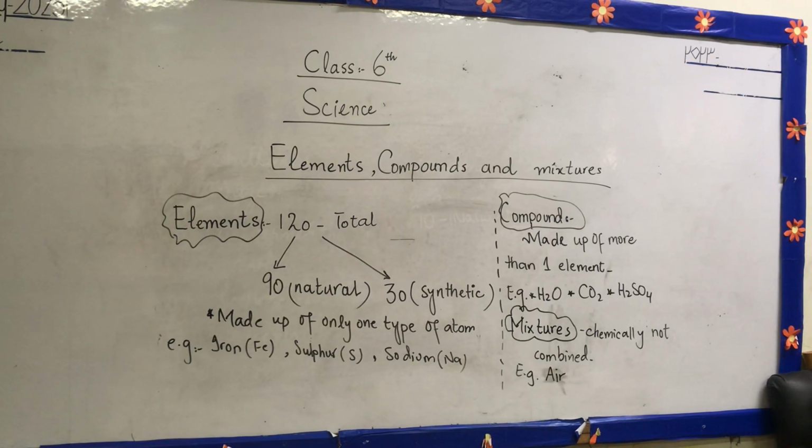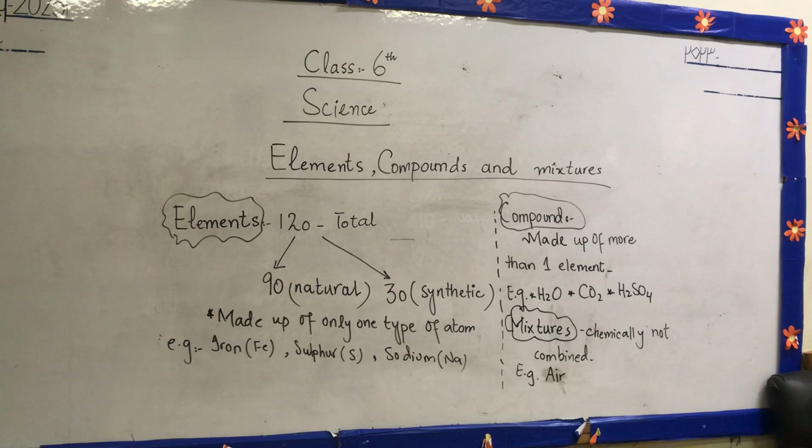So how would you identify an element? Any idea, boys and girls? Okay, in order to identify an element, we do have a benchmark. An element is only made up of one kind of atom. So we see that in an element, all the atoms are of just one type. So examples include iron, sulfur, sodium.